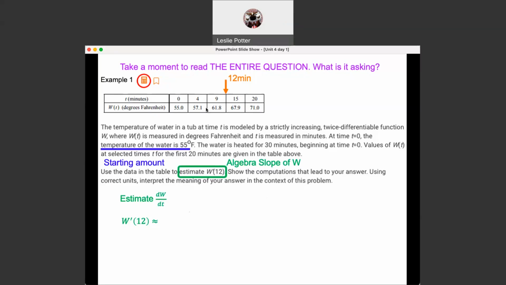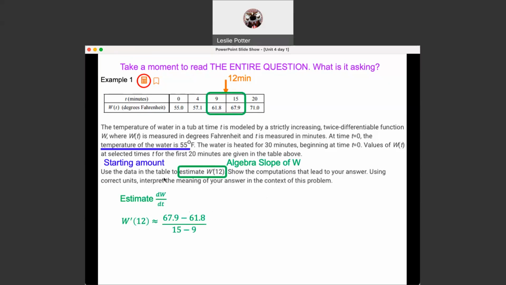And College Board does this all the time with tables. They love horizontal tables, but the downfall of the horizontal table is that the minutes, the independent variable, is on top, and the dependent variable, the function values, are on the bottom. And we know that when we set up the slope expression, we need to put the function values on top. So these values need to go on top. So I take my 67.9 minus my 61.8, that's my rise, over my run, 15 minus 9, and there is my estimate.